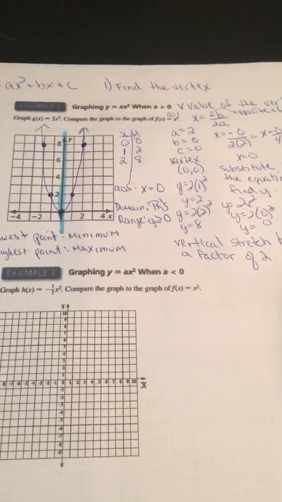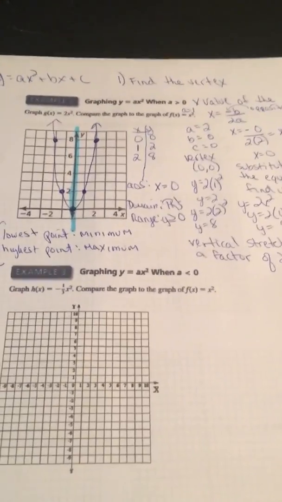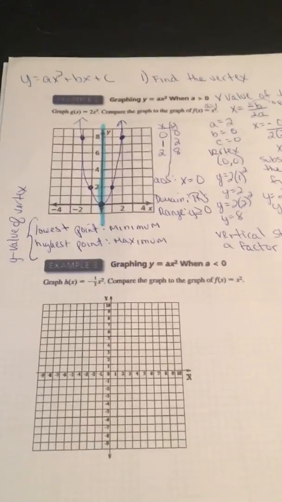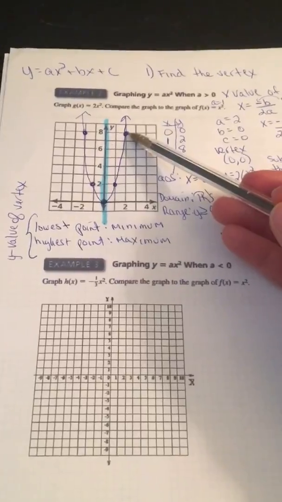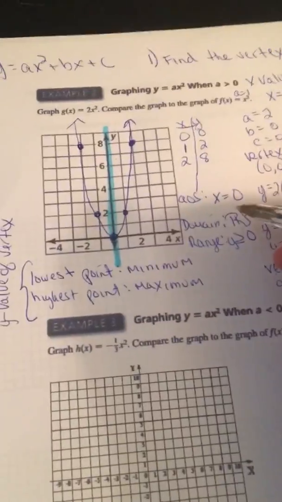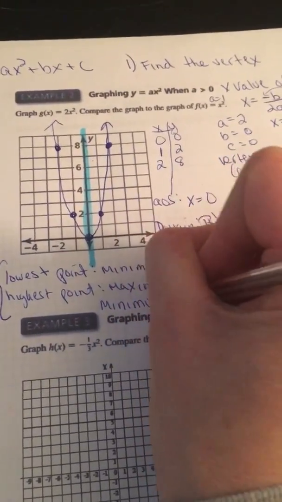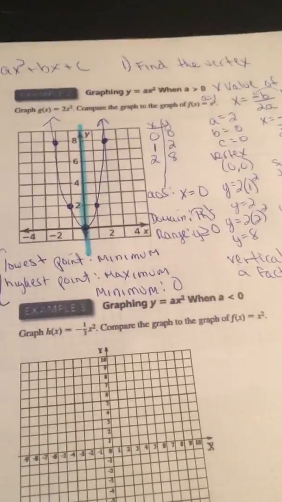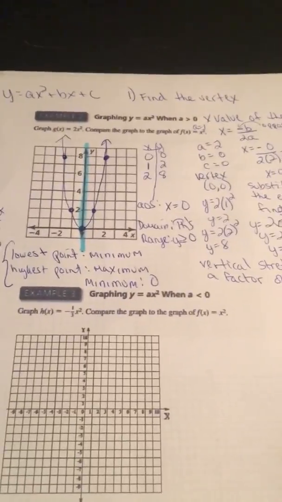Okay, and we're done. So we graphed, we found our vertex, we found 2 other points, and we reflected them over the axis of symmetry. We saw that our graph had a minimum because it opens up, and our minimum value was 0. Okay, we just write that as a number, so our minimum value is 0. And it's a vertical stretch by a factor of 2.